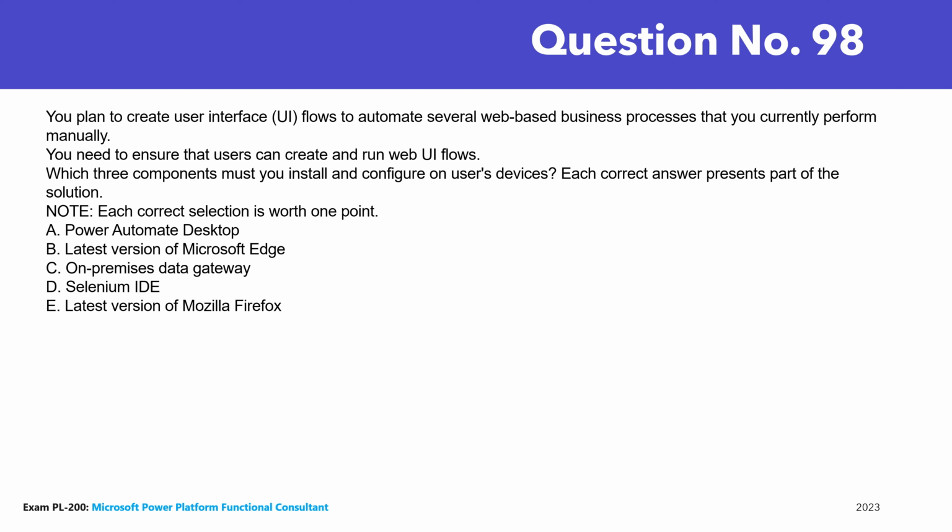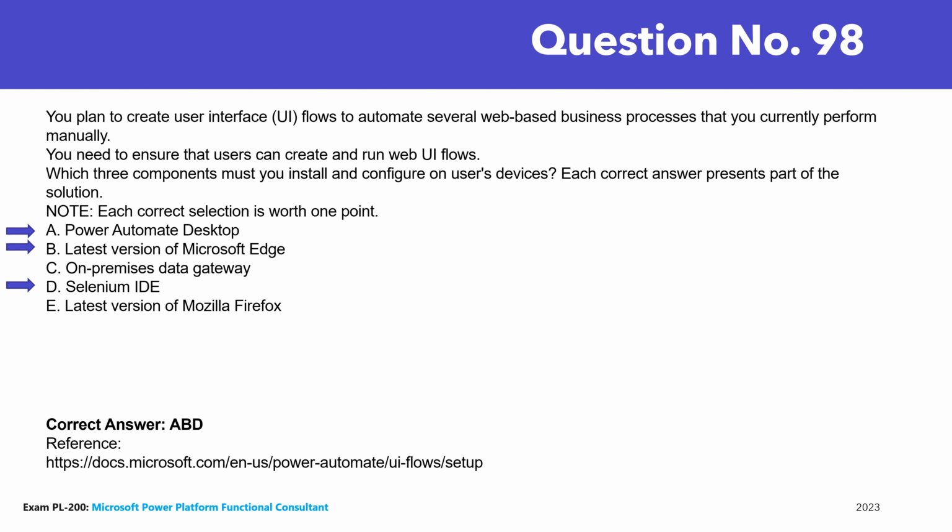You plan to create user interface, UI, flows to automate several web-based business processes that you currently perform manually. You need to ensure that users can create and run web UI flows. Which 3 components must you install and configure on users' devices? Each correct answer presents part of the solution. Note, each correct selection is worth 1 point. A. Power Automate Desktop. B. Latest version of Microsoft Edge. C. On-premises data gateway. D. Selenium IDE. E. Latest version of Mozilla Firefox. Correct answer, A, B and D.